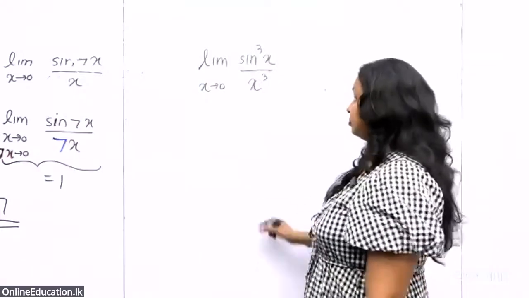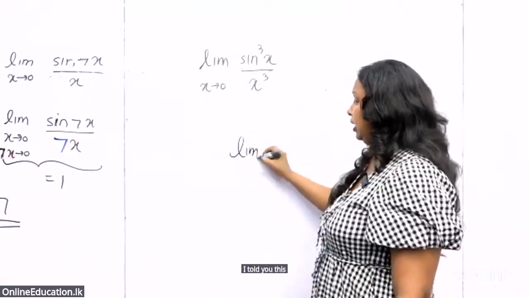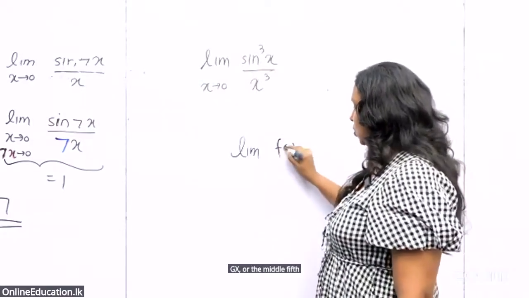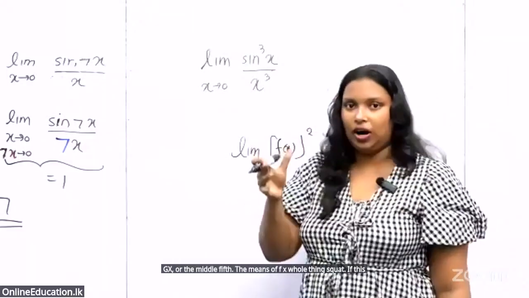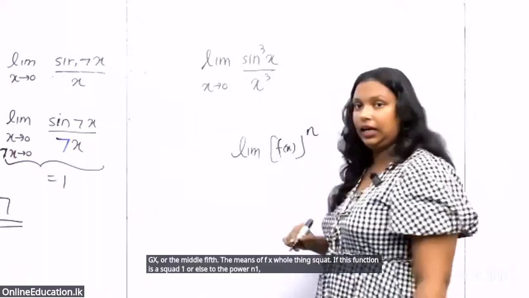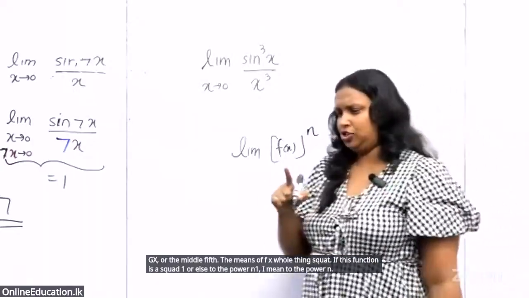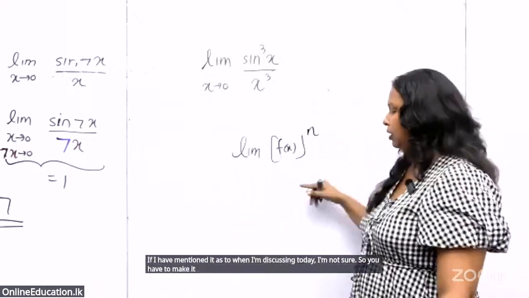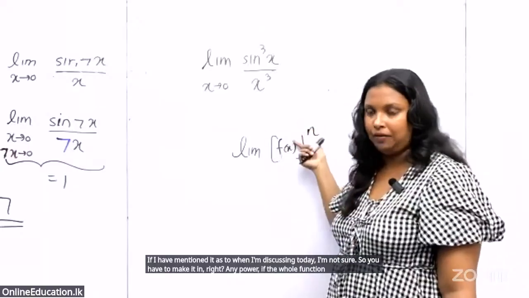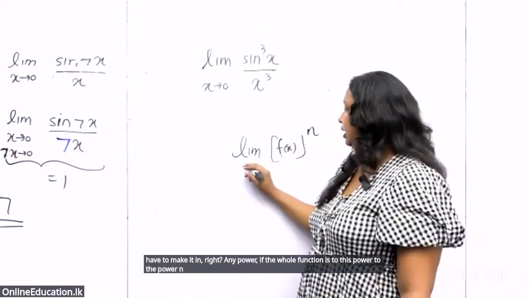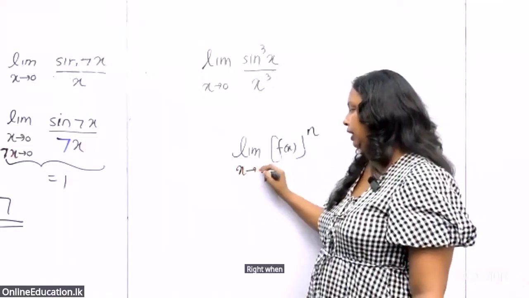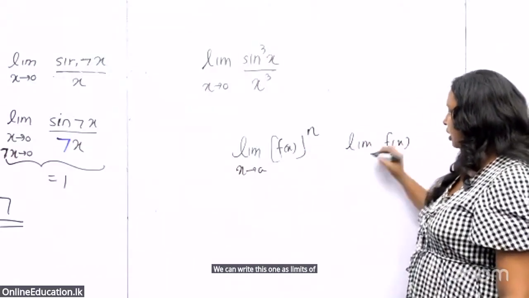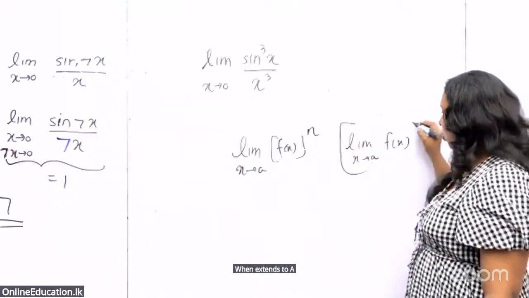Now look at this. I told you this kind of a rule, right? Limit of f(x) whole thing squared. If this function is a squared one, or to the power n, I'm not sure I mentioned it as 2 when discussing the theory, so you have to make it n, any power. If the whole function is to the power n, when x tends to some value a, we can write this as the limit of f(x) when x tends to a, whole thing to the power n.